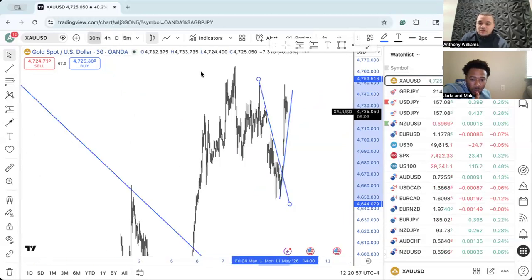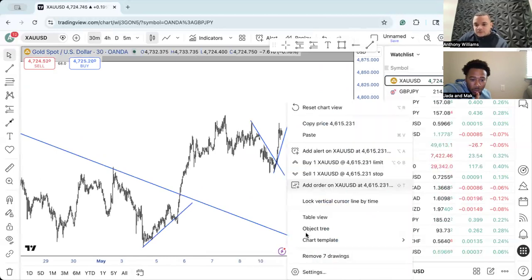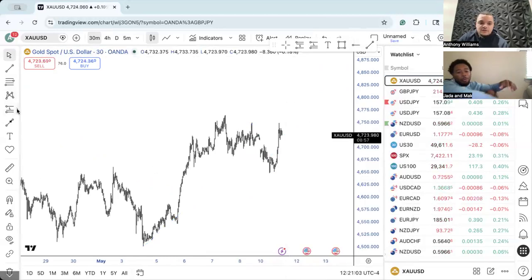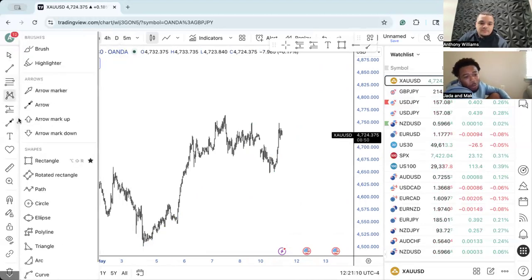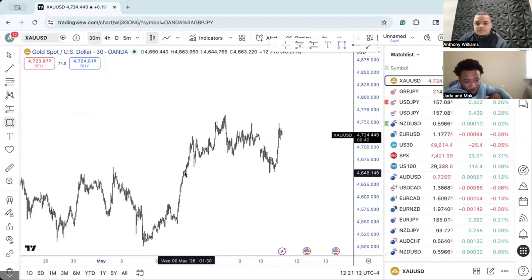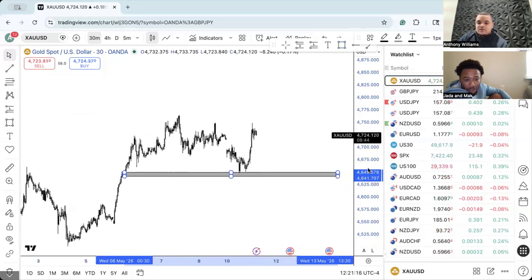But if you stayed on the 30 minute, let me clear all this up. If you stayed on the 30 minute, where's the box? So as a beginner, what do you think would be my best time frames? Staying on the 30 minute, because you see it a lot clearer.